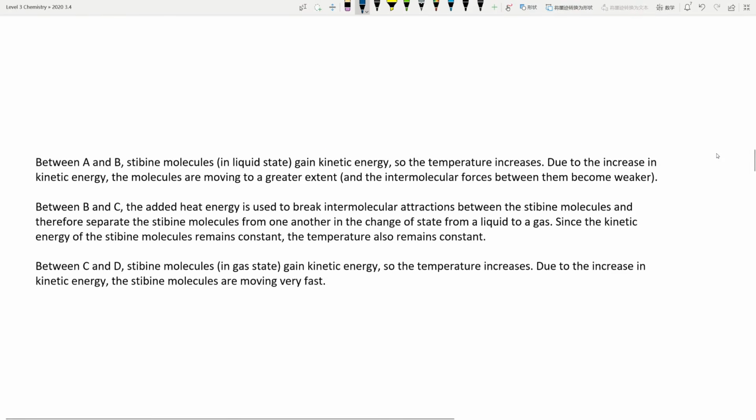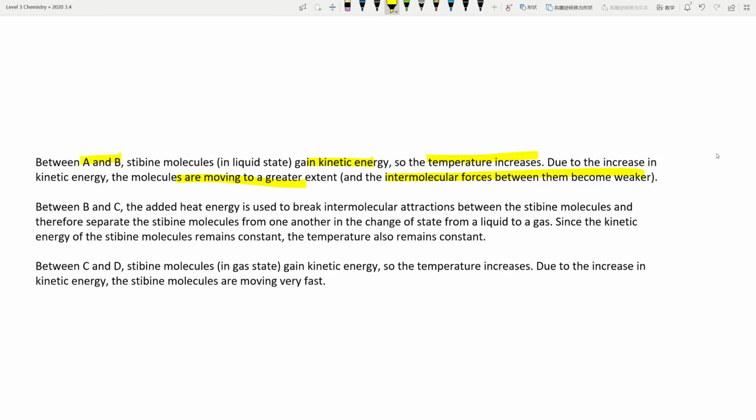So just really quickly, between A and B, the chemical gains kinetic energy, so temperature increases, and the particles move around quicker. Okay, so the intermolecular force becomes weaker. You can think of it as a bunch of children high on sugar, so energetic they don't want to sit still, they want to move around, until at a certain point the bell goes, boom, and they're like, yay, run out to the playground and play.